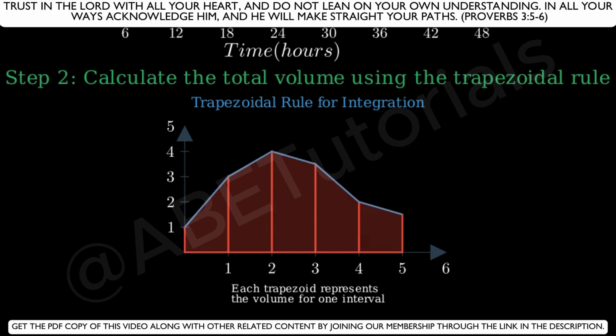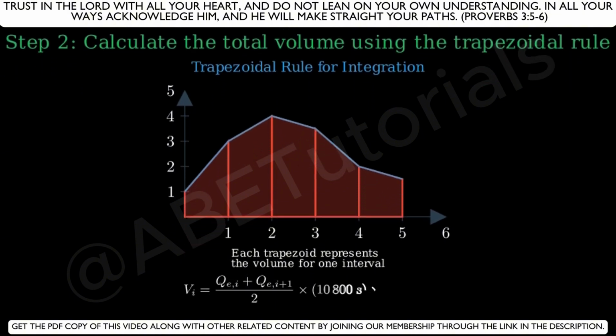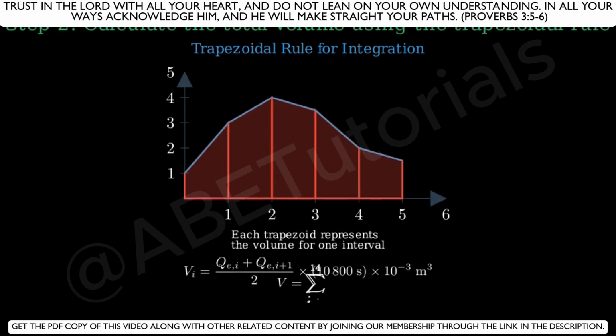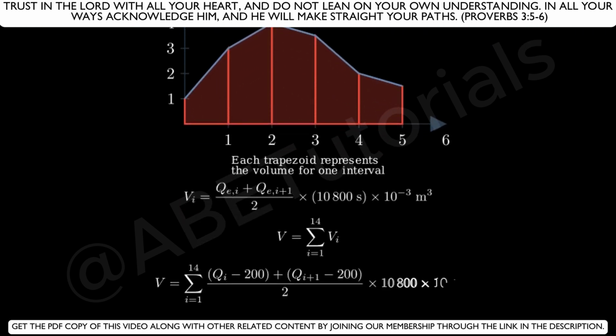For each interval, the contribution to the volume is calculated as the average of the 2 excess discharge values multiplied by the time interval and converted to cubic meters. The formula for the volume contribution of each interval is V sub I equals the average of Q sub E,I and Q sub E,I+1, multiplied by 10,800 seconds, and then multiplied by 10 to the negative 3 to convert from liters to cubic meters. So our total volume is the sum of all these interval contributions.